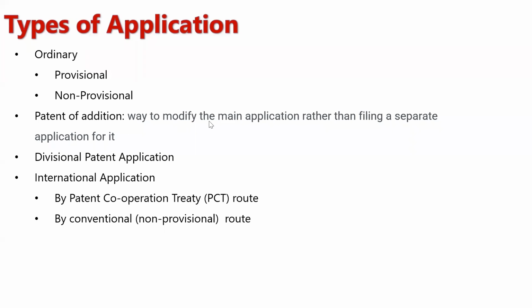Divisional patent application. A divisional patent application is an application which, again, is similar to a revised version. For example, I filed the patent application, but later I found that I should add some more inventive steps, or some more additional claims. So I can file a divisional patent application, in which all the claims and everything that I wrote in my main application will be there.